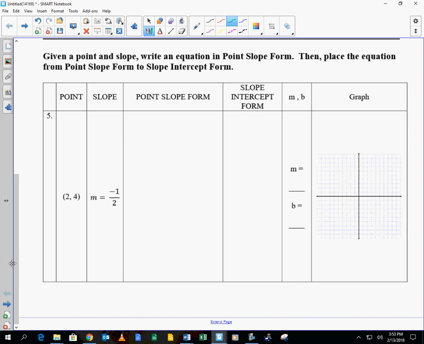Okay? So you can see we have a point. You can see we have a slope. So I will write y minus 4 equals negative 1/2 times x minus 2. Now, yesterday, you guys placed this in a slope-intercept form as well. And what you did is you distributed that negative 1/2 to both these pieces. But the problem is negative 1/2 is a fraction, and I know that most of you guys really don't like fractions. So we're going to make that fraction go away.